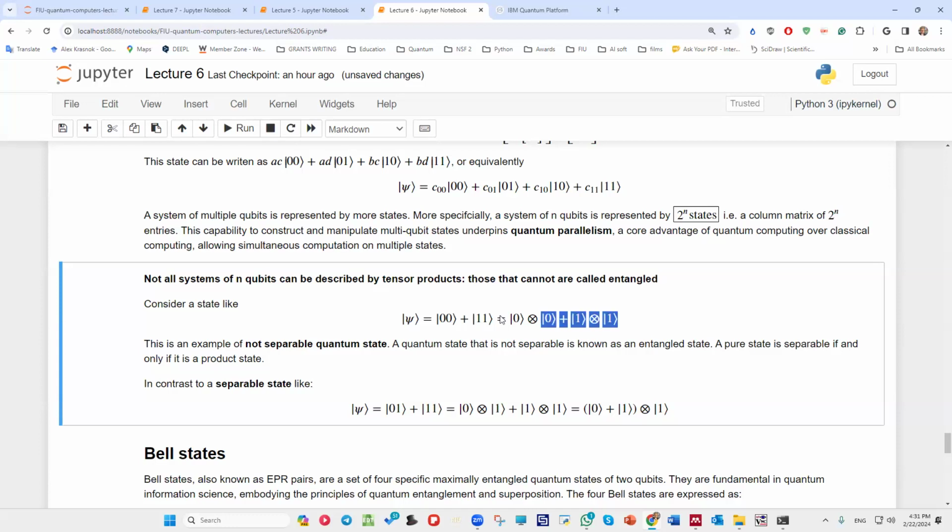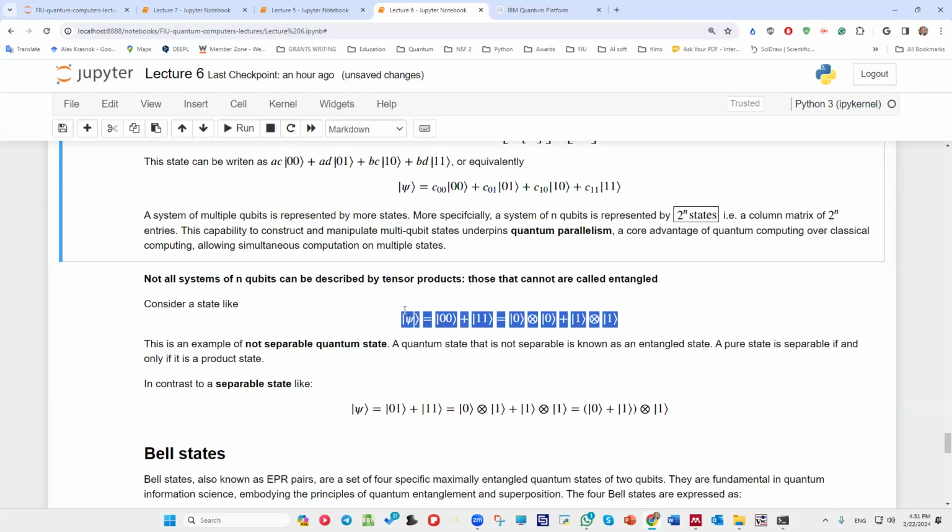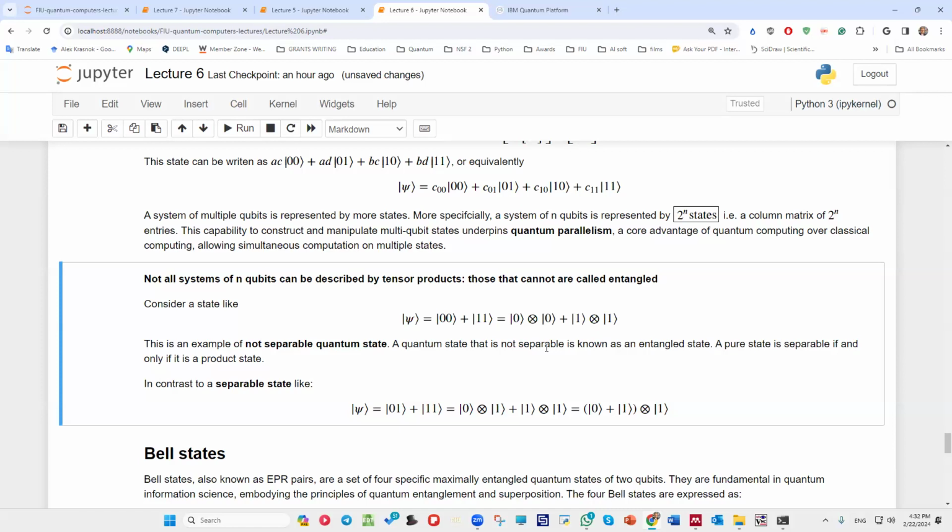An important difference between this state and the state above is that this one is not separable. I cannot write this state as a product of two states of different systems. It's not a separable state. And such a non-separable state is known as an entangled state.